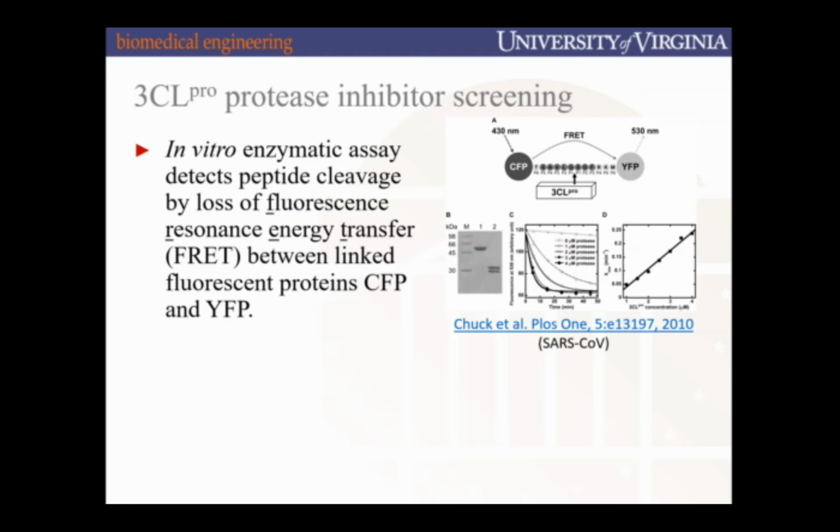So the trick is this. When the two fluorescent proteins are linked, the FRET signal they give off is different than when the protease cleaves their linker peptide and they're separated. We can monitor the loss of FRET signal, as shown in figure C on the right, and then use this to determine the dP/dt enzymatic velocities.